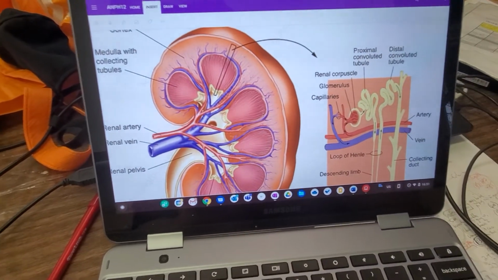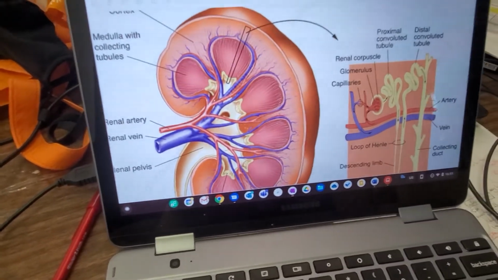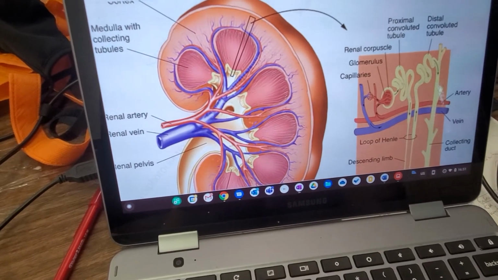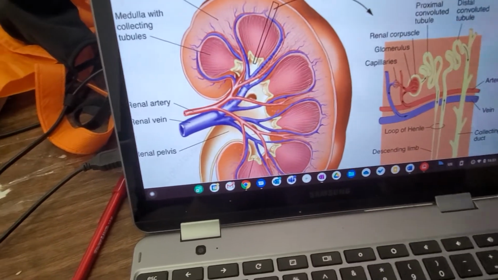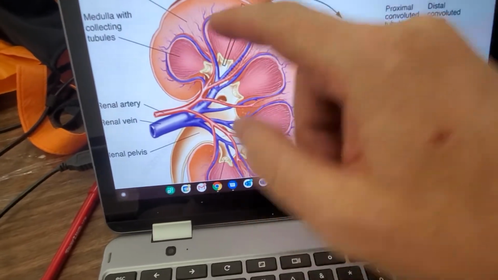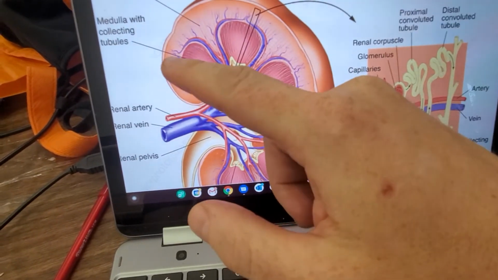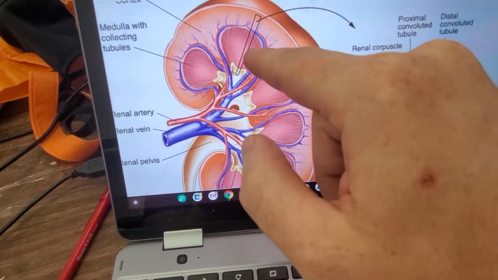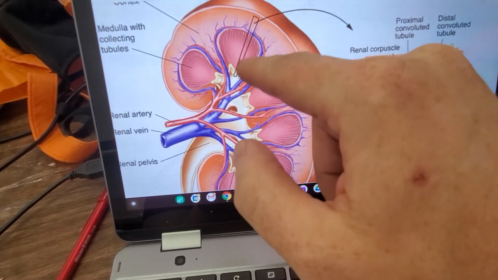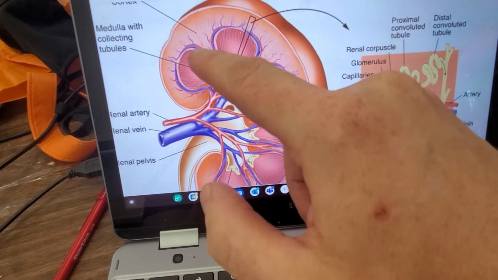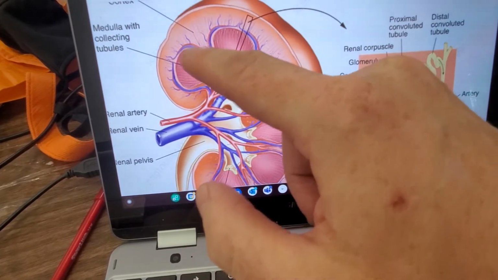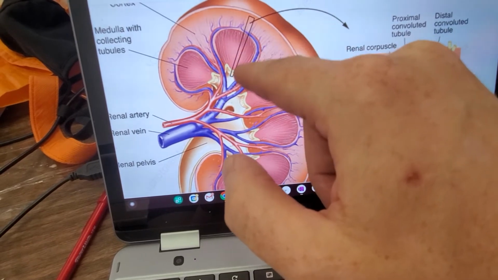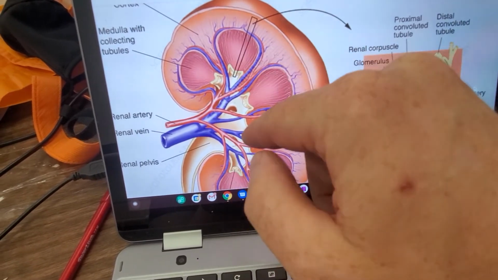So let's talk about the path of blood in the blood vessels. So it enters into the cortex. That's this top part. And this part of the kidney is called the medulla. These are called the medulla, and they have tubules in here. You'll learn about what that is in a moment.